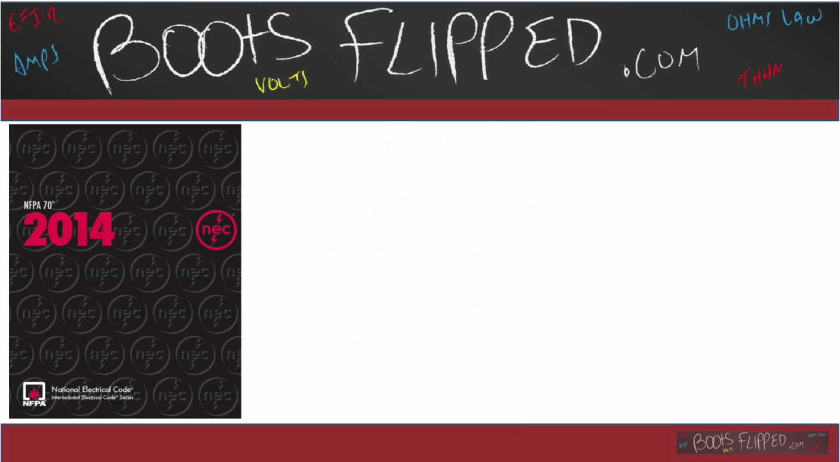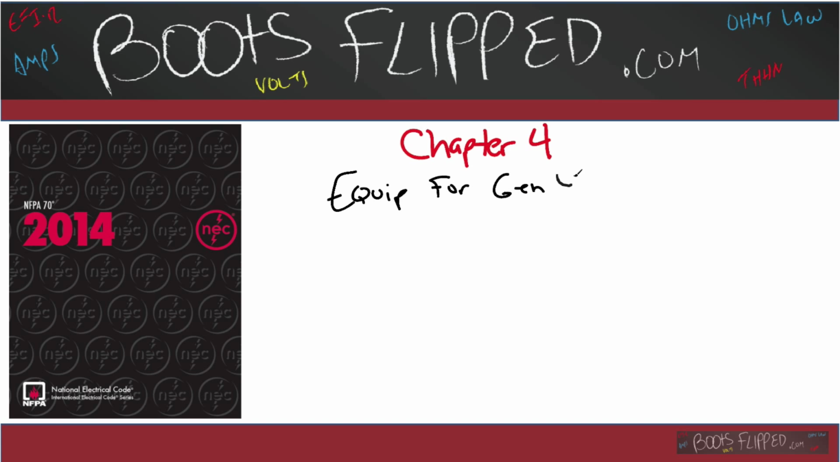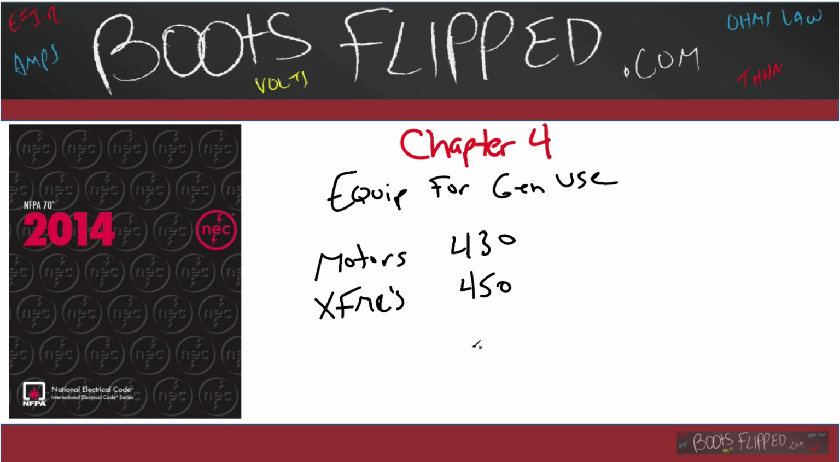Now, if we get into Chapter 4, Chapter 4 is equipment for general use. In there, we're going to look up motors, and that's going to be Article 430. And you'll also use this chapter for transformers, and that'll be Article 450. Also, like I said, another great article for us to reference.